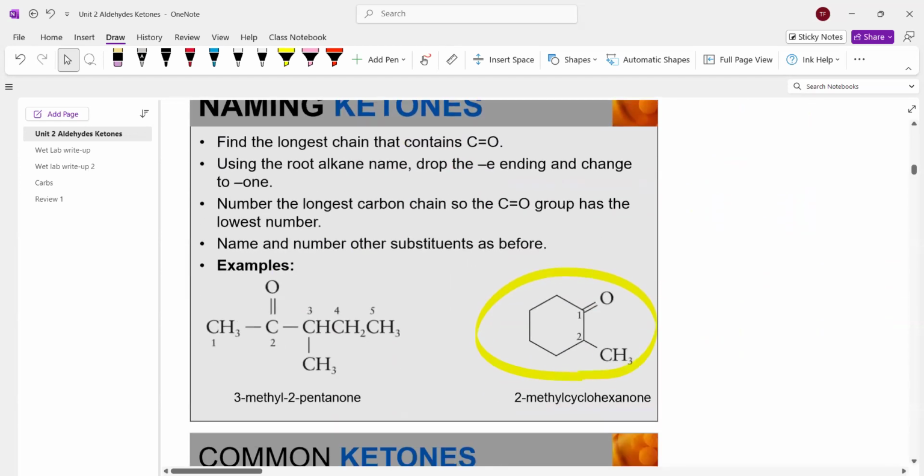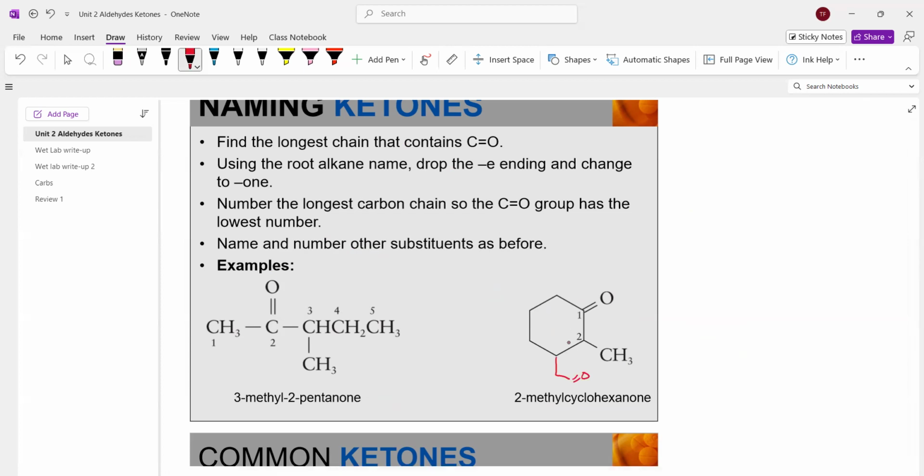Ketones are in the middle, no exceptions. And the only carbonyl that's part of the cyclic ring has to be a ketone. It cannot be an aldehyde unless you had something like this. So the aldehyde can be a branch, but not part of the ring.